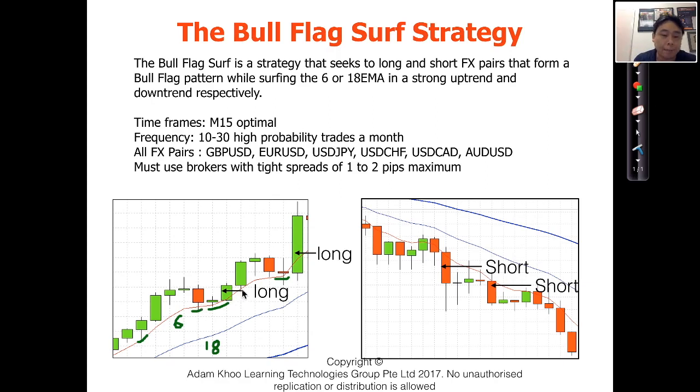Sometimes that happens again. You can see the body is above the moving average and the lower shadow cuts below the moving average. That's a surf as well. Sometimes the price may open below the moving average and close above the moving average, like so. Opens below, closes above, right? Sometimes it opens above, closes below, and then closes below, opens below, closes above.